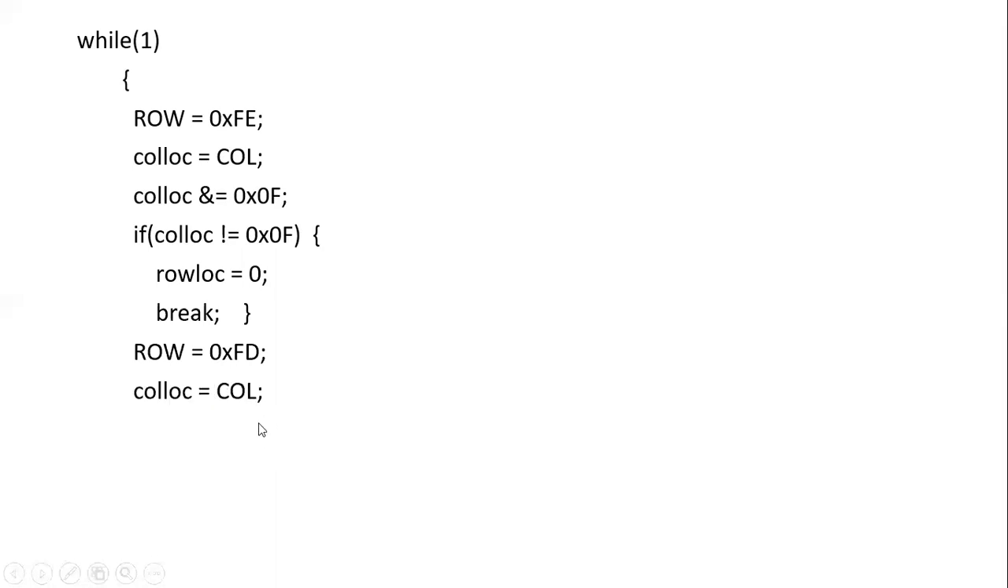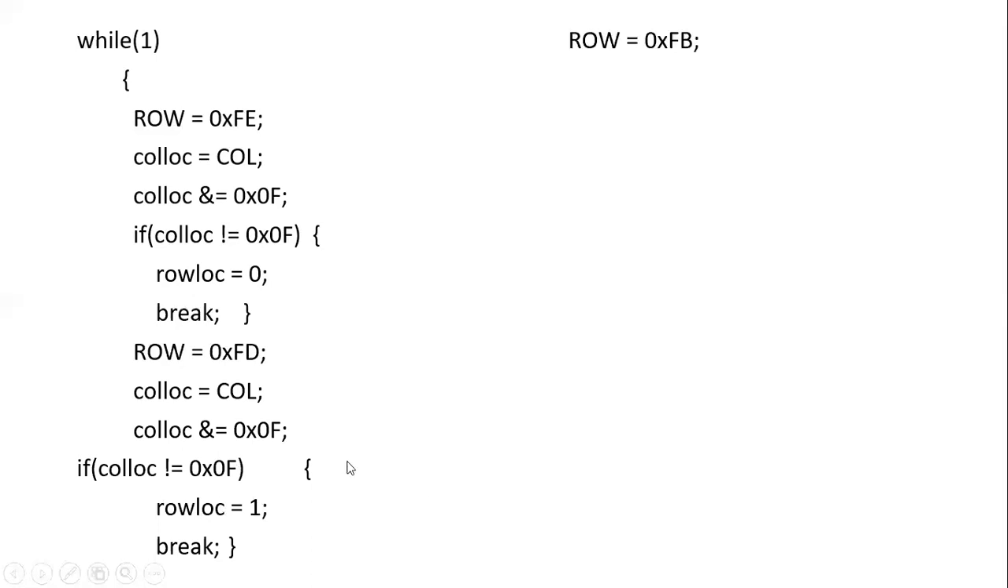Fine. Again we read the column, isn't it? After reading the column, we are masking the bits. After masking the bits, again we are checking it. It should not be equal actually. If it is not equal, then we say that the row location is now one. Then we break. If it is equal, that means that row is also not pressed. Next we set the next bit of the row to 0.